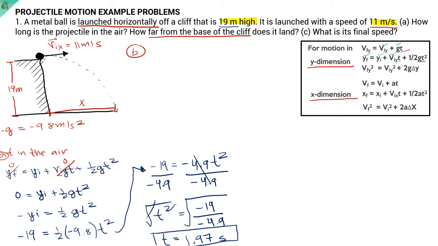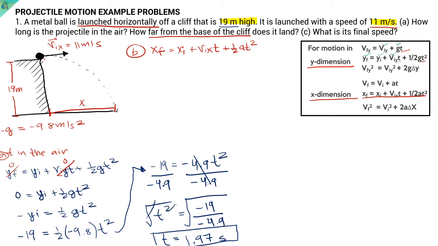Okay, so if that is the concept of x dimension, we are actually searching for xf. And xf would be, obviously, here is the second formula. So let's transfer it here without any hassle. Xi plus Vix t plus 1/2 a t squared. Okay, so that's our formula.